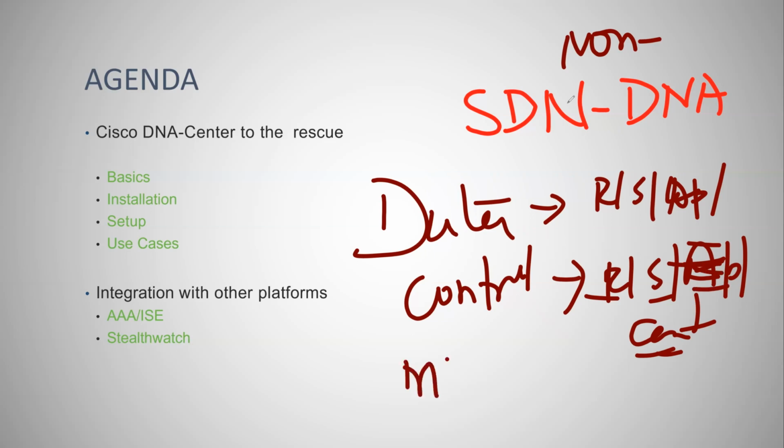What is the management plane? The DNAC itself is your management plane. And the policy plane will be ICE. Any doubt in this? No, makes sense. All right, great. The policy plane is ICE, because that is where you are creating the policy for the network.